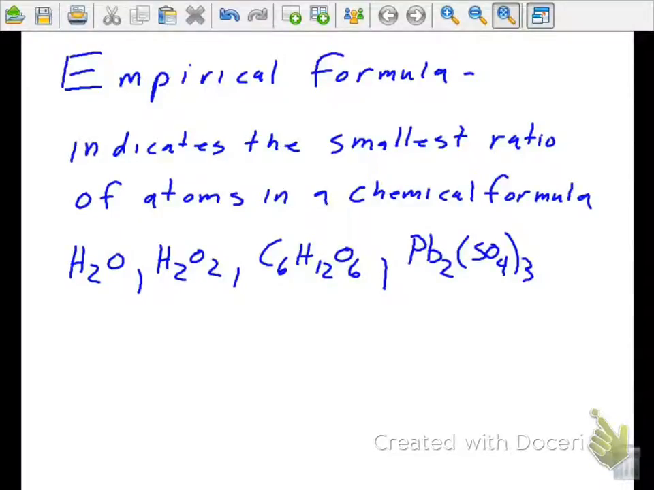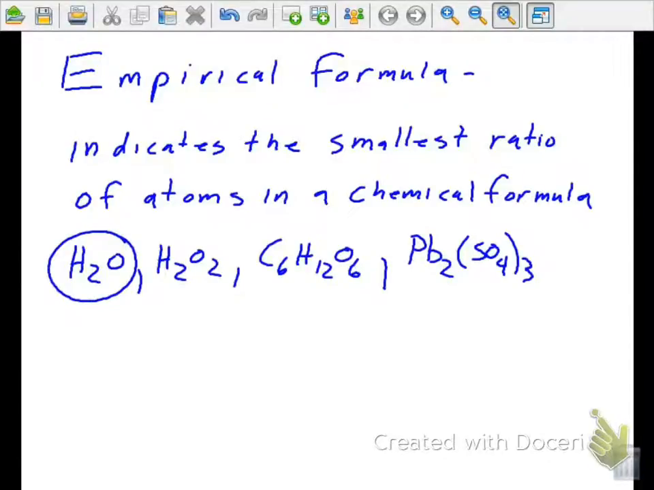You can't divide it down any further. So if you look at it and there's one of those compounds where you have one atom, then that's the smallest ratio. So this is okay. Yeah, that is an empirical formula. That's fine. How about H2O2?